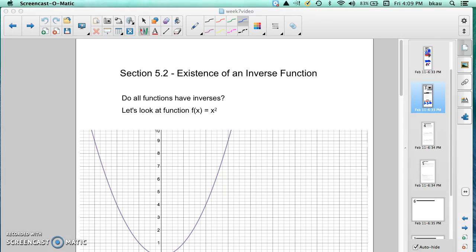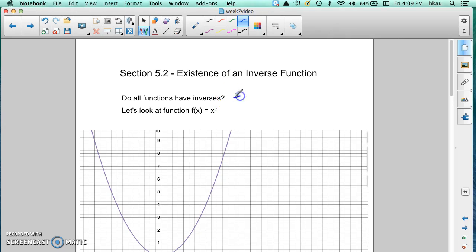Hello, and in this video we're going to be looking into whether a function has an inverse. This is still section 5.2. We're going to try to answer this question: do all functions have inverses? Is this always true? So what we're going to do is investigate the function f of x equals x squared, and we're going to find its inverse.